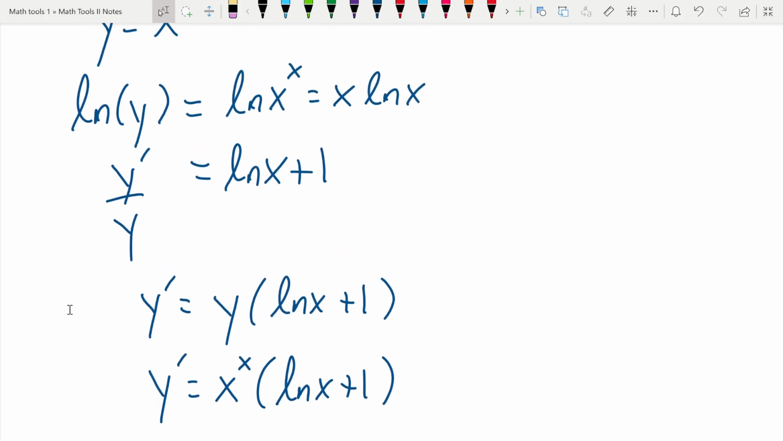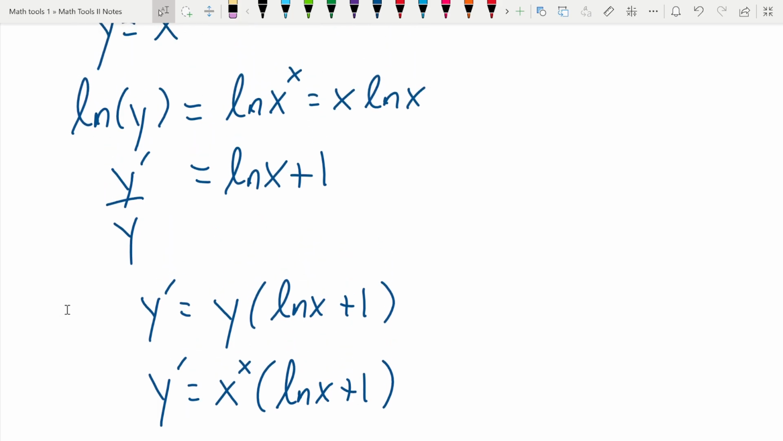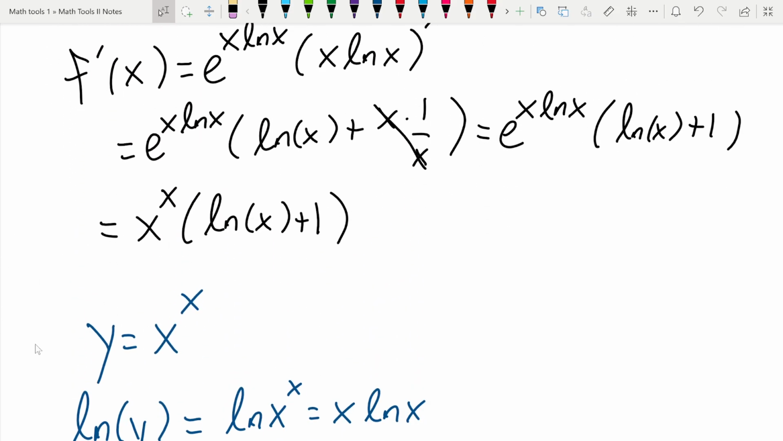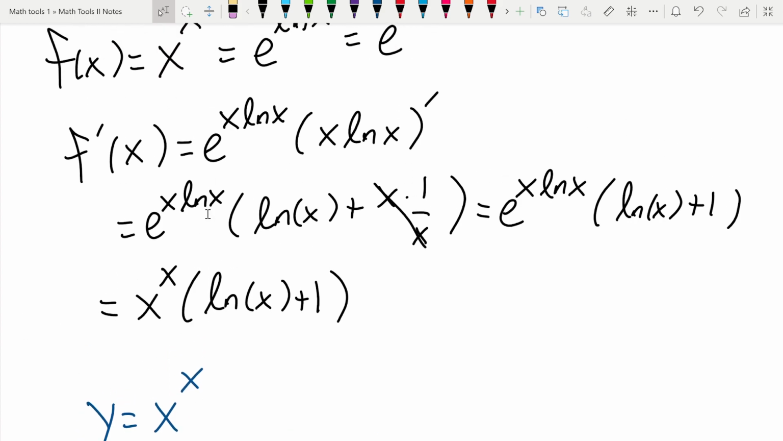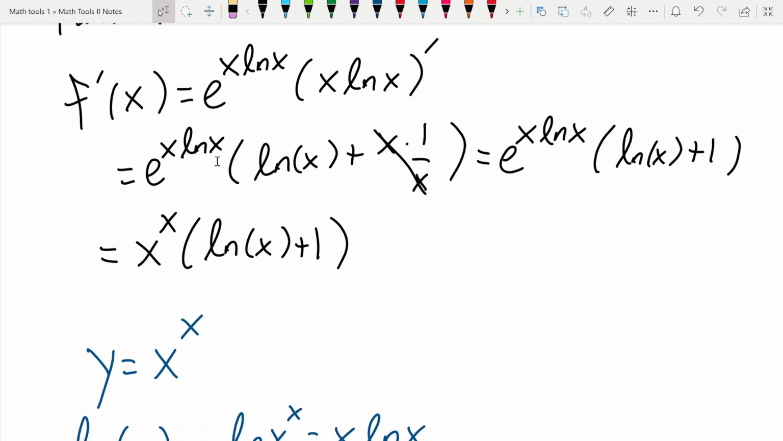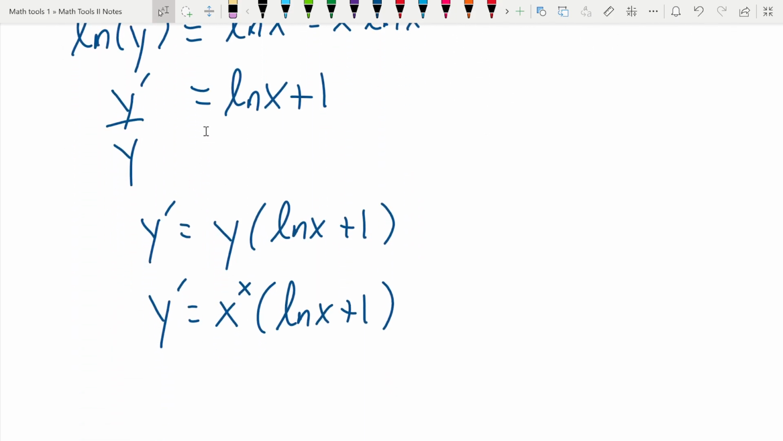So these are just two of the exact same ways to do it. It's just sometimes easier to see that you can take the natural log of both sides rather than rewriting it using the e to the natural log of x kind of trick. But ultimately they are the same thing.